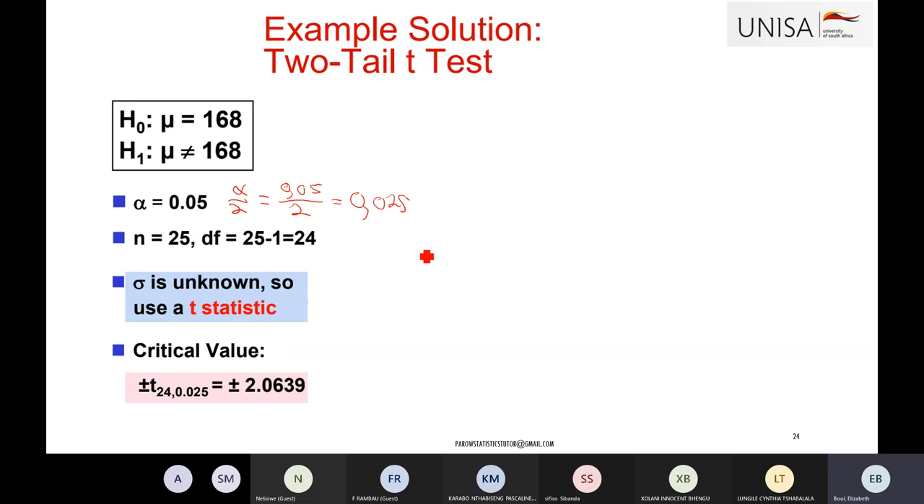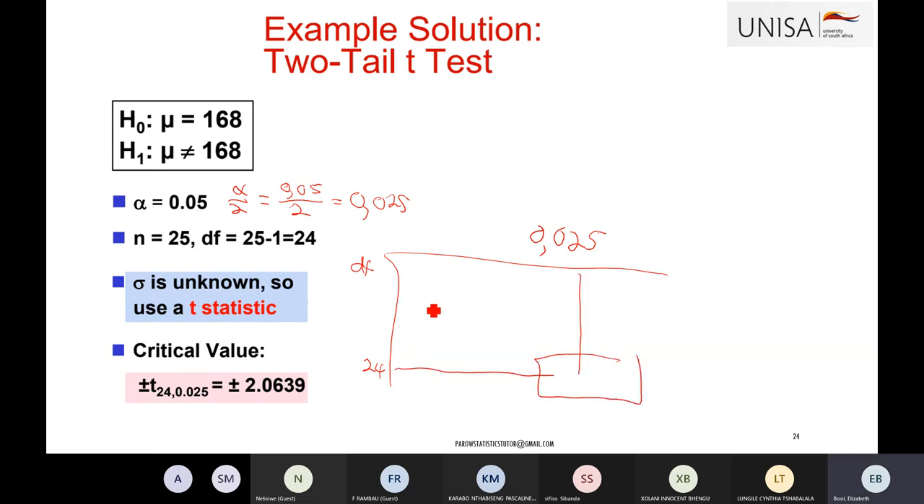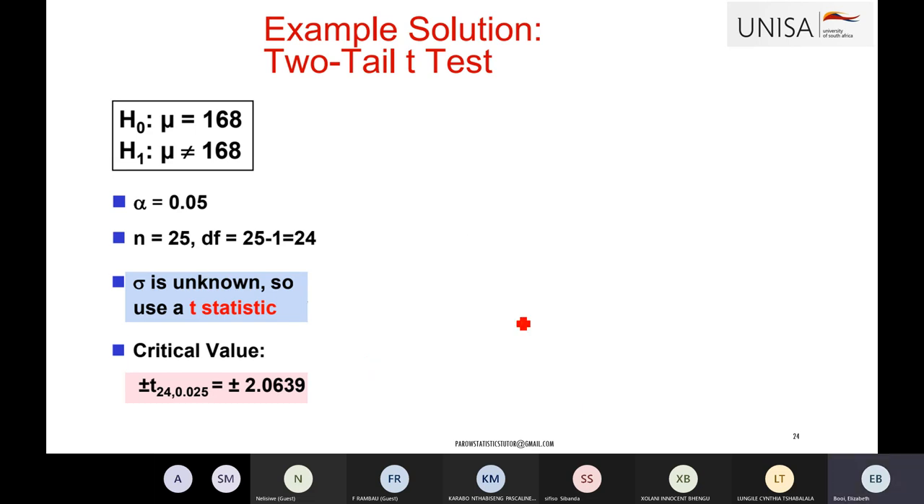So if you go to the t table, we look at the top for 0.025, and on the side we look for the degrees of freedom, which we will find as 24. Where they both meet, we will find that it is 2.0639. You will find that the critical value is 2.0639, which is that critical value that we have there. Okay, so once we have that, that is step number four.